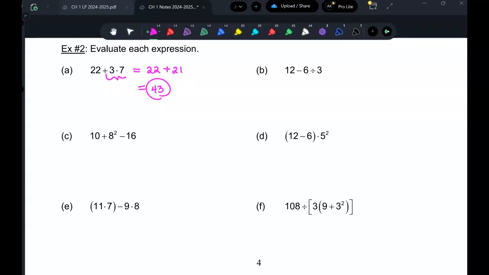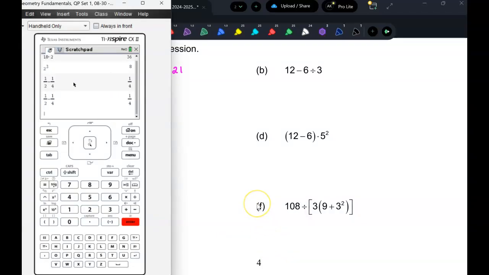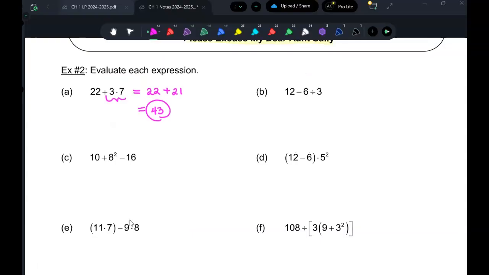On the calculator, your calculator will do order of operations for you. So if I do 22 plus 3 times 7, it will automatically do the multiplication first. Is there ever going to be a time where I need to not use PEMDAS when I have a problem like that? No, you're always going to do PEMDAS. Okay, all right. Next one.